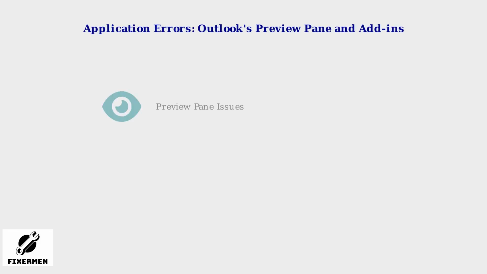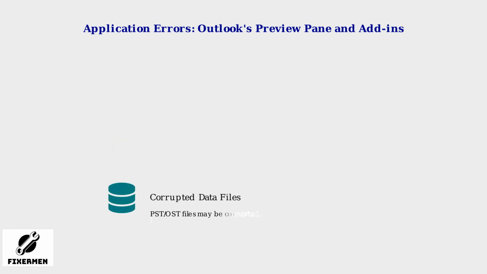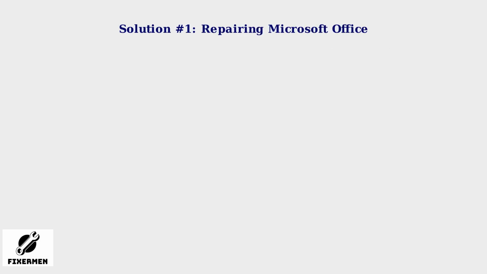Problems within Outlook itself can also prevent attachments from opening. This could involve issues with the preview pane, problematic add-ins like those from Adobe or antivirus software, or even corruption within your Outlook data files, such as PST or OST files. A more comprehensive fix involves repairing your Microsoft Office installation.